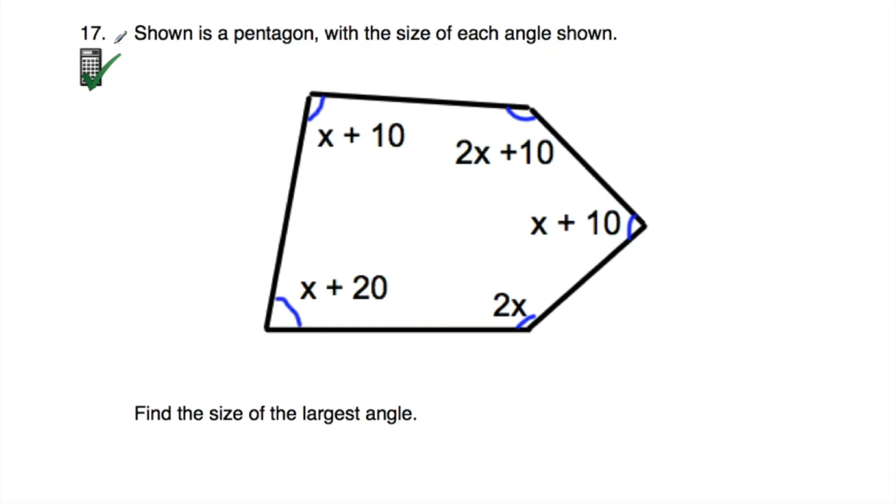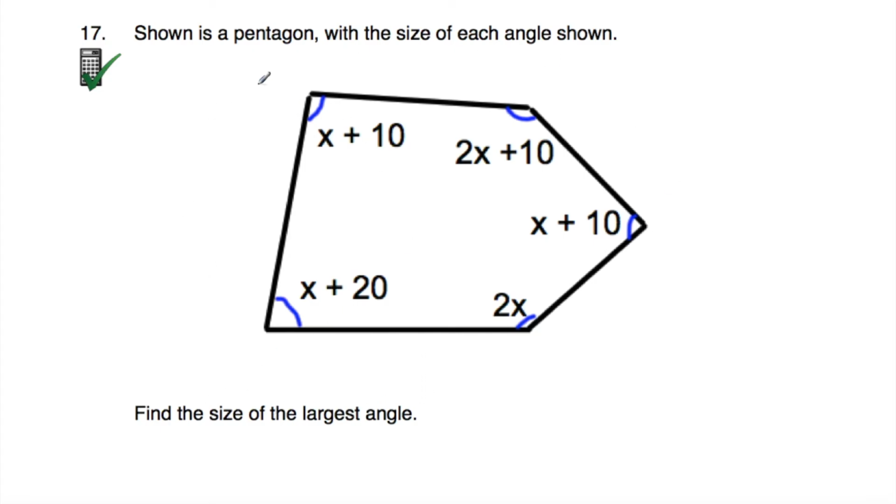Okay, let's have a look at our next question, question number 17. So question number 17 says, shown is a pentagon, and it's not a regular one, obviously. You can see here this is an irregular pentagon because the angles aren't the same size and the sides aren't the same size. If it's regular, then the angles and sides are all the same size as each other, but here it's just an irregular one. It says, shown is a pentagon with the sizes of each angle shown. So we've got x plus 10 degrees, 2x plus 10 degrees, x plus 10 degrees again, 2x degrees, and x plus 20 degrees. And the question says find the size of the largest angle.